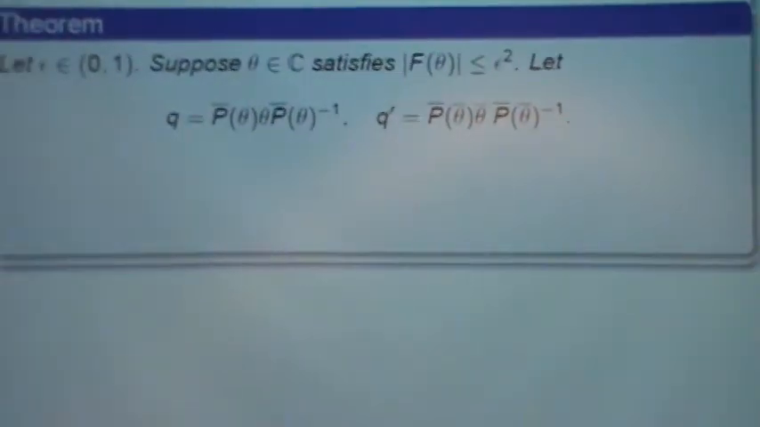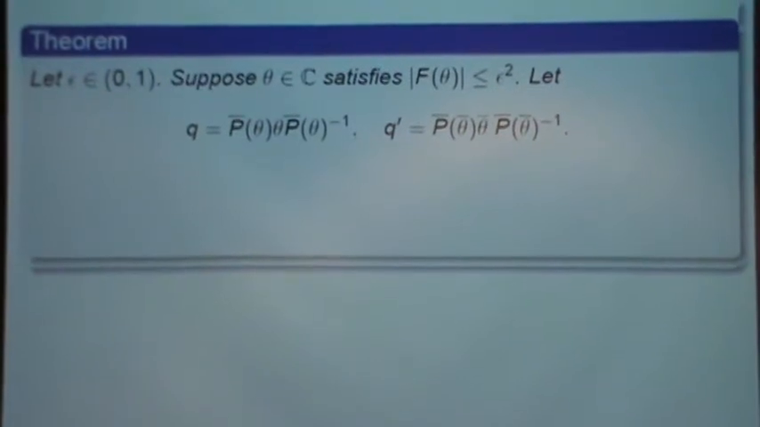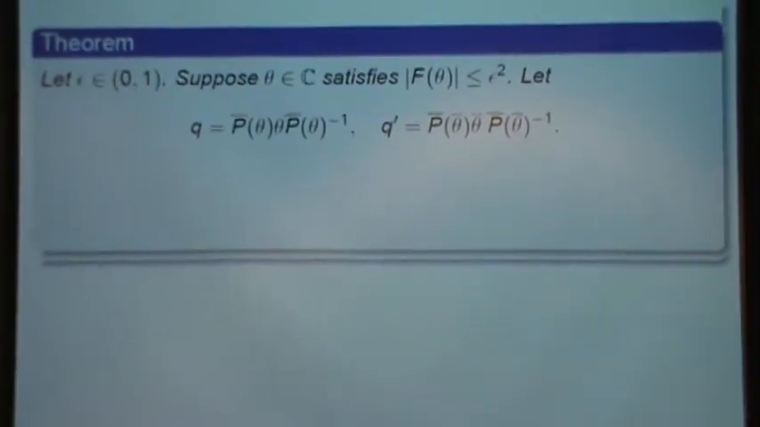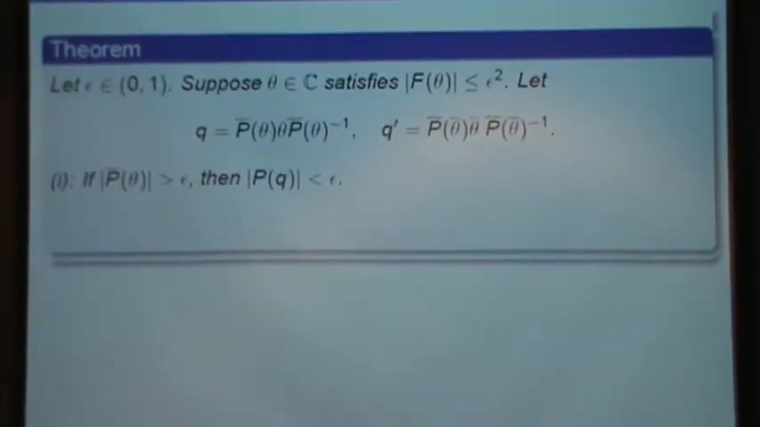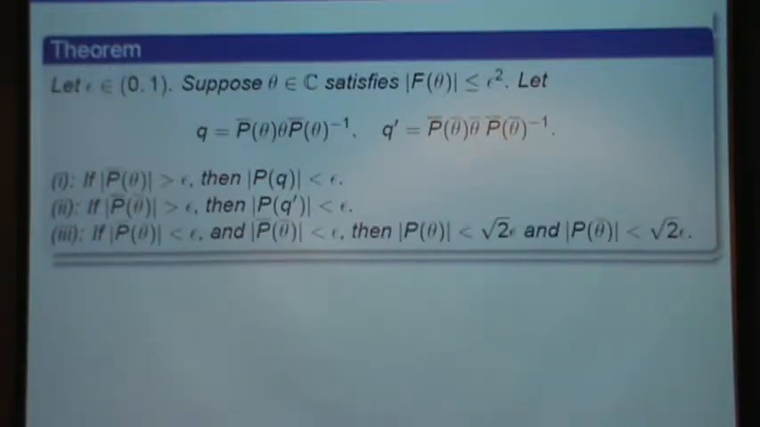Then you define these two numbers, q and q prime. If p bar of theta is bigger than epsilon, then p of q is less than epsilon. If p bar of theta bar is bigger than epsilon, then p of q prime is less than epsilon. If p bar of theta and p bar of theta bar are both less than epsilon, then p of theta and p bar of theta is less than square root of 2 epsilon.